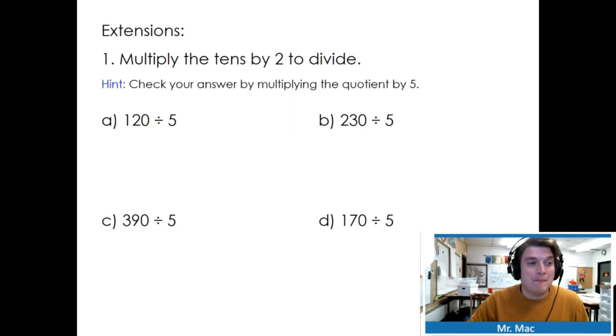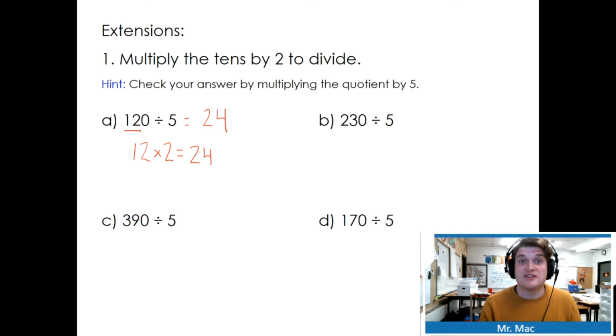Extensions number 1. Multiply the tens by 2 to divide. What are my tens? Well, I have 12 tens. And if I multiply 12 by 2, 12 plus 12 is 24. My quotient is going to be 24. Try the rest of the page.